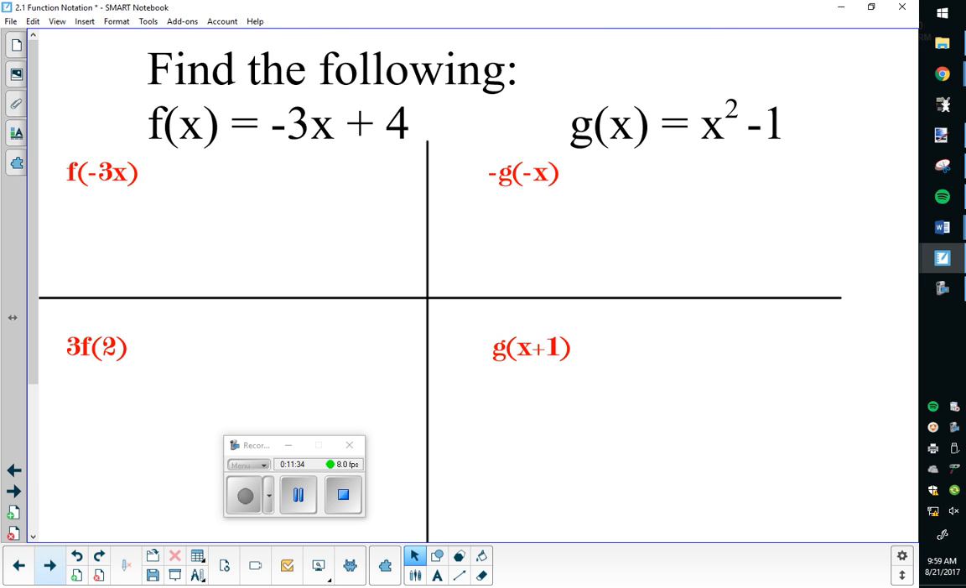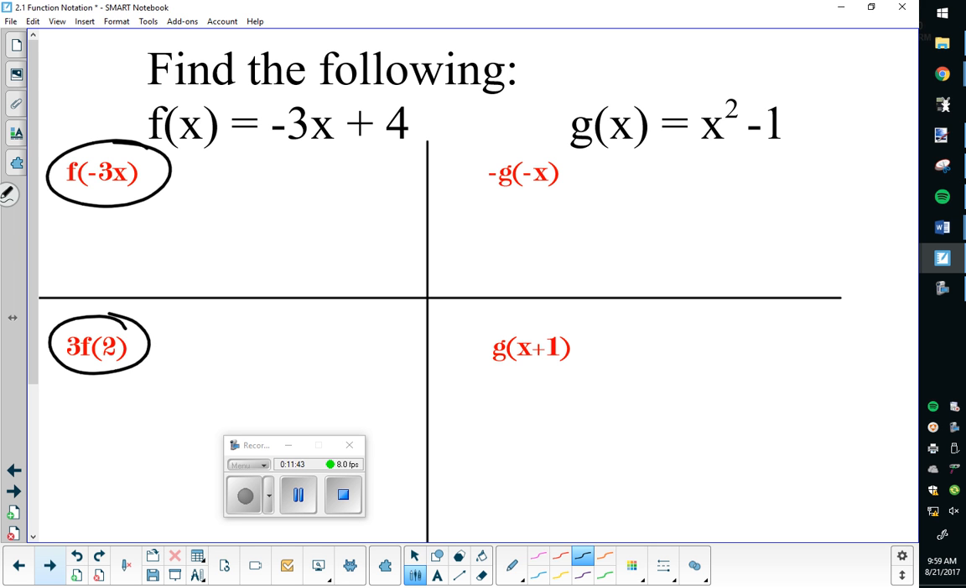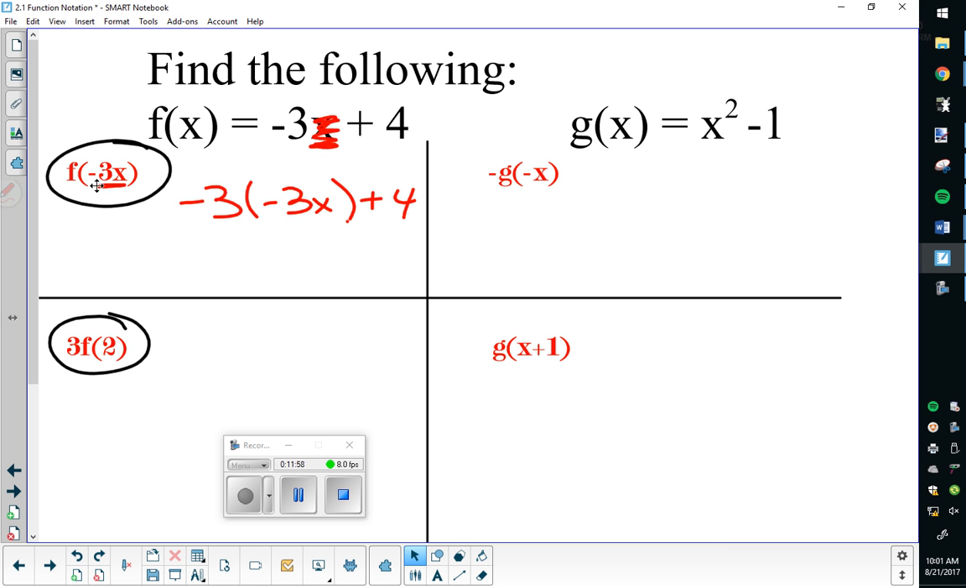One last thing I want you to do before you leave. Let's try and do these two. So I want you to do f of negative 3x and 3 of f of 2. See if you can do those two problems before we leave. F of negative 3x, that means I'm plugging a negative 3x in for that thing right there. So it's negative 3. Instead of that x, I'm plugging in a negative 3x plus 4. Multiply these together. What am I going to get there? 9x plus 4. There's my first answer.